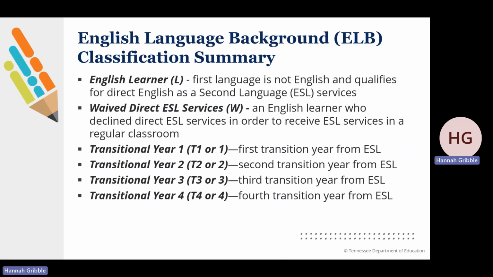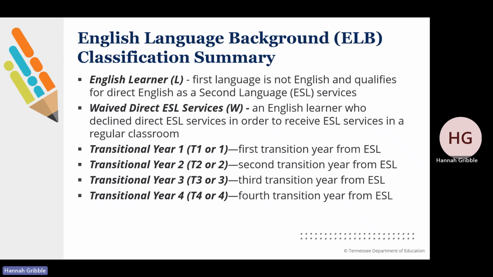As discussed previously, English learner, or L, is first language is not English and qualifies for direct English as a Second Language ESL services. Waived direct ESL services, or W, is an English learner who declined direct ESL services in order to receive ESL services in a regular classroom.